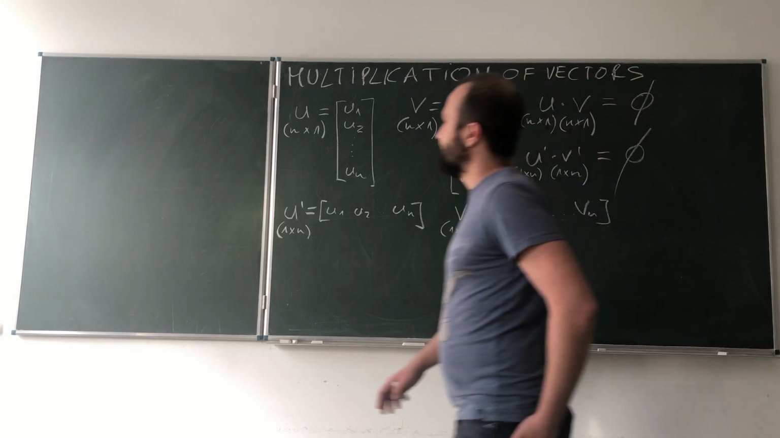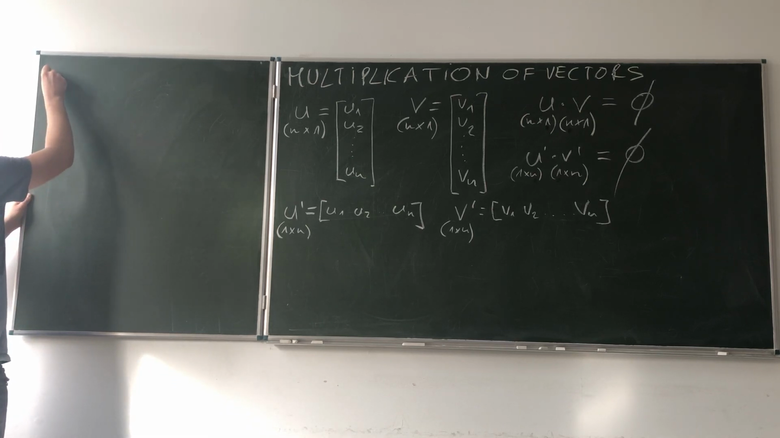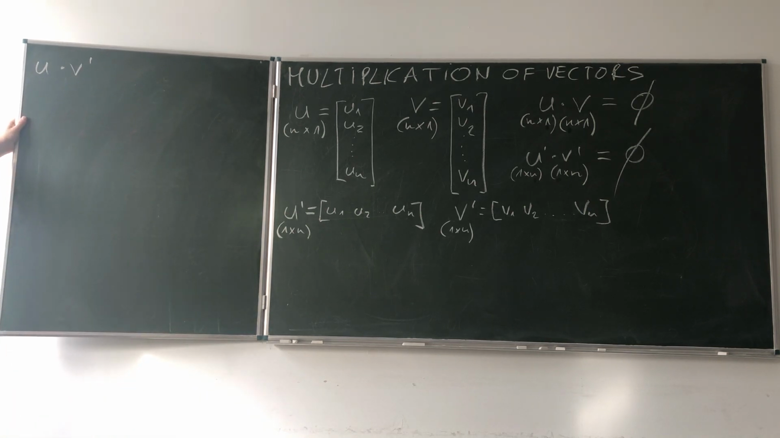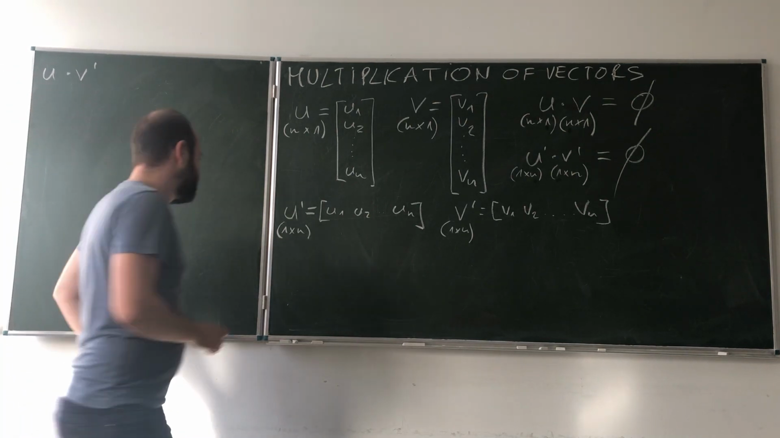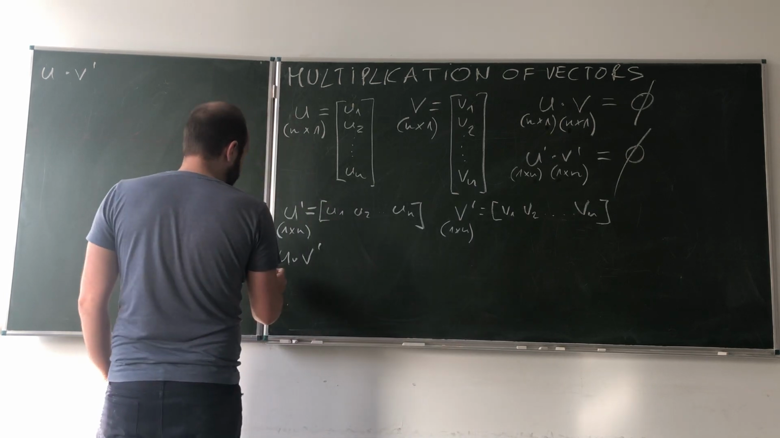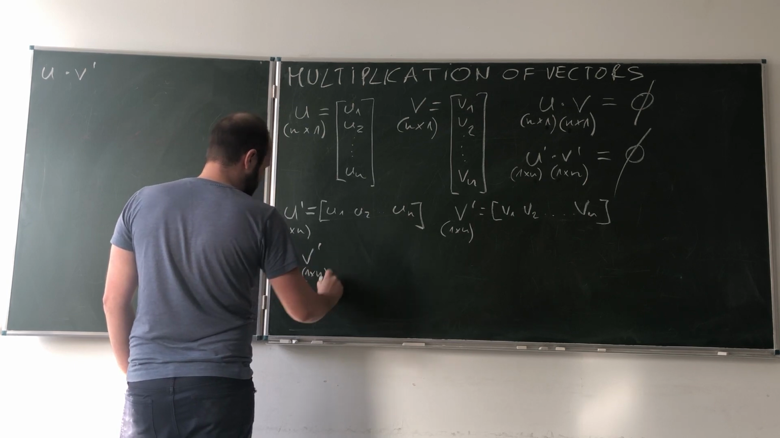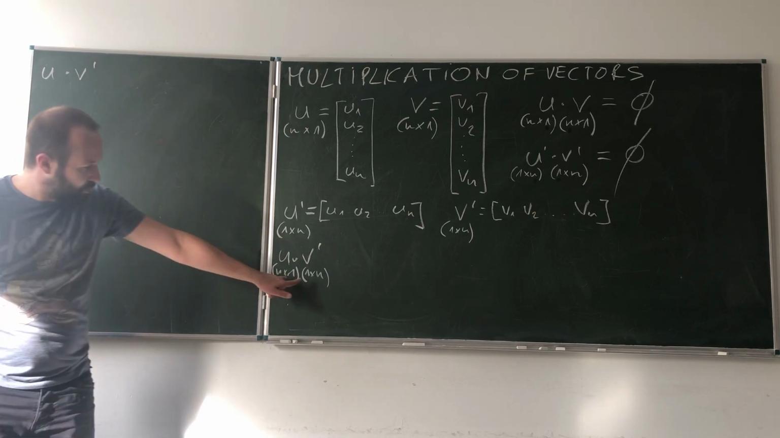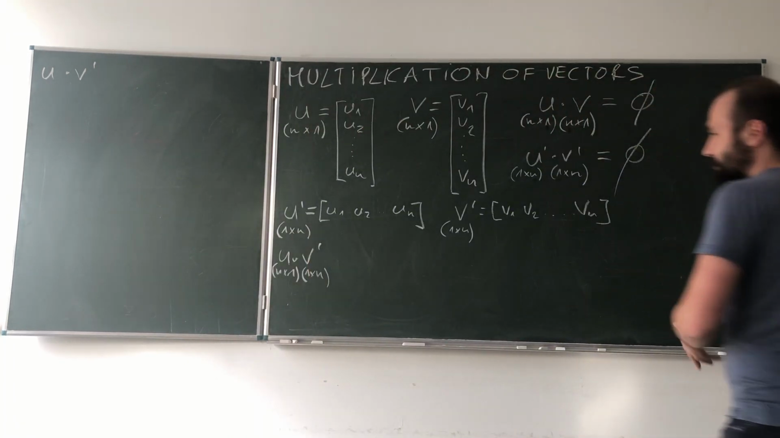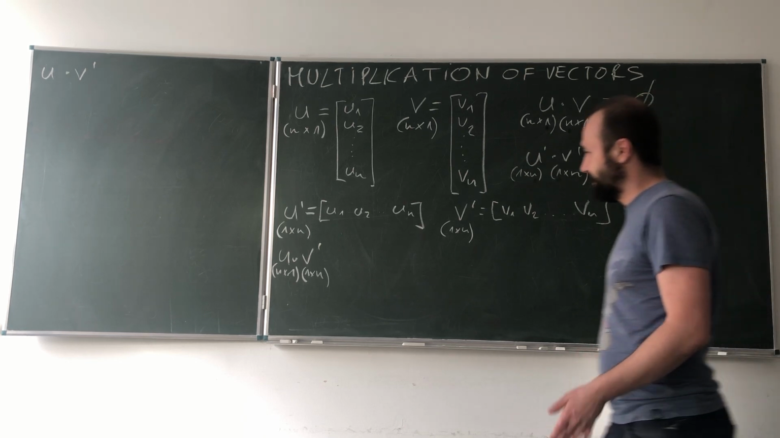What if, for example, I would like to multiply vector u by vector v prime? Okay, so what do I have? Oh, maybe I'm going to do it over here. Vector u times vector v prime. Look, this vector is n by 1. Well, this vector is 1 by n. So, we clearly can multiply them because those dimensions are identical, and as a result, we should get a matrix with the dimension n by n.